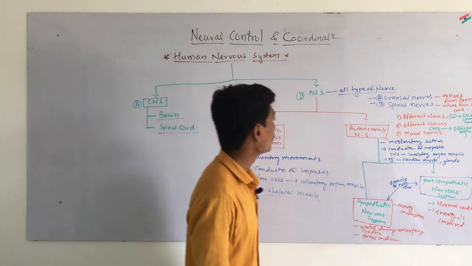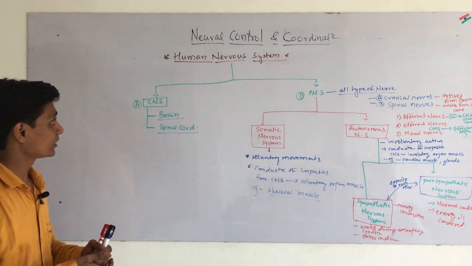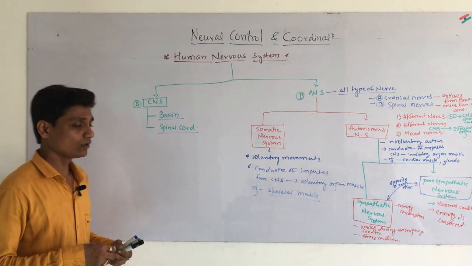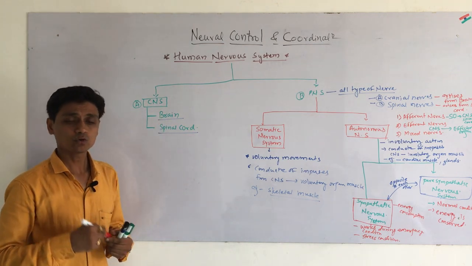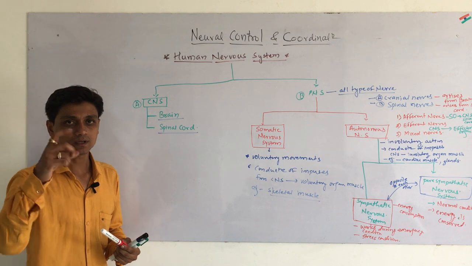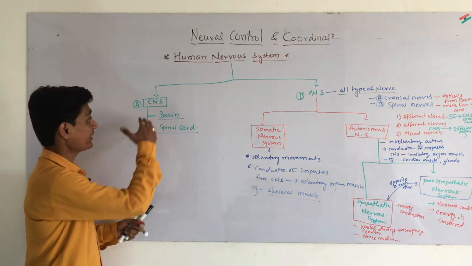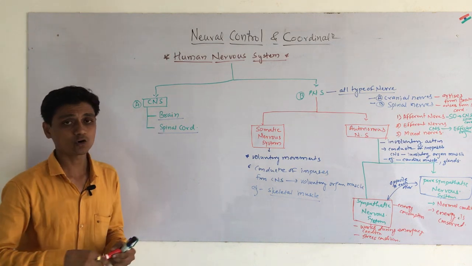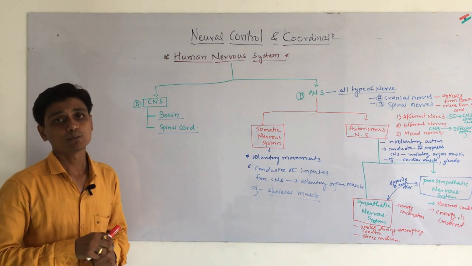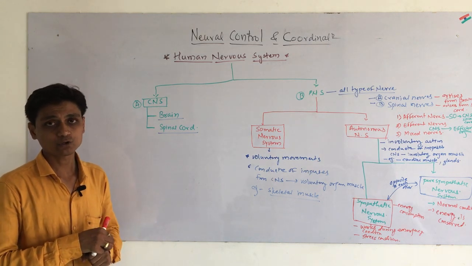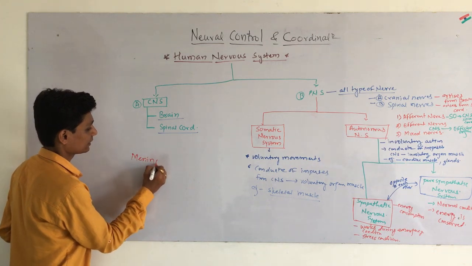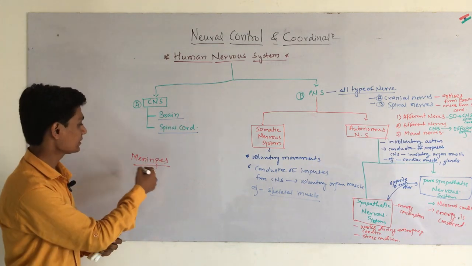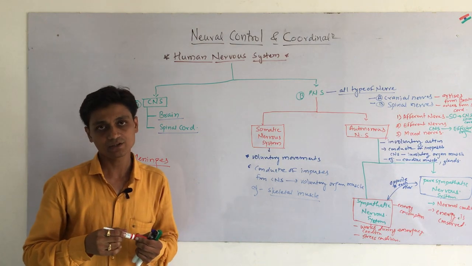So this is the whole human nervous system. In the next video we will cover the CNS part. Before going toward the CNS, we will cover one part: the brain and spinal cord are covered by protective layers, known as meninges. So we will discuss the meninges first in the next video.